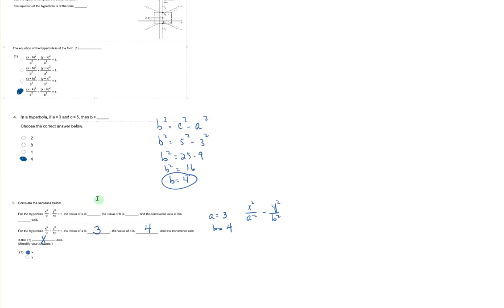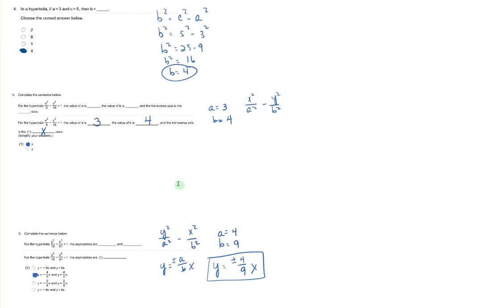All right. In a hyperbola, if a is 3 and c is 5, then b equals, well, you have your equation that you use, and we just plug in the parts we know, and that's straight algebra. You come up with b is 4.